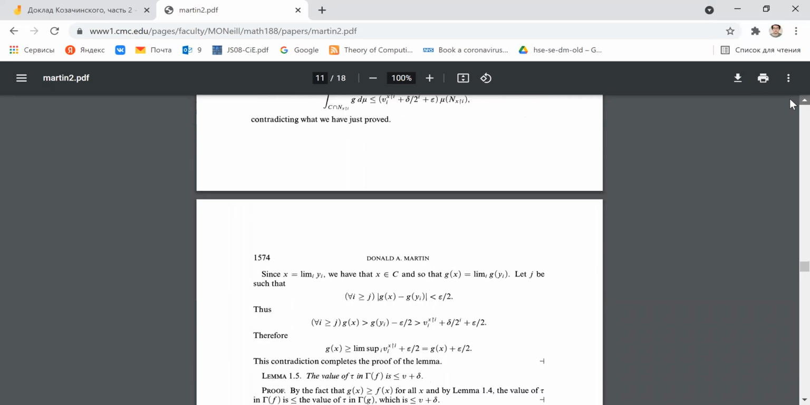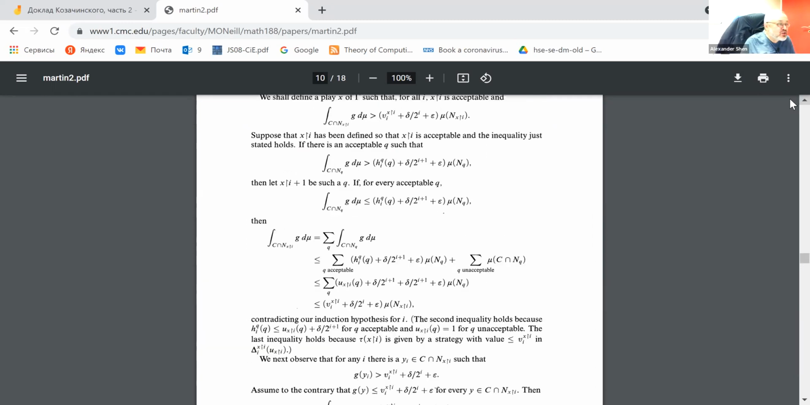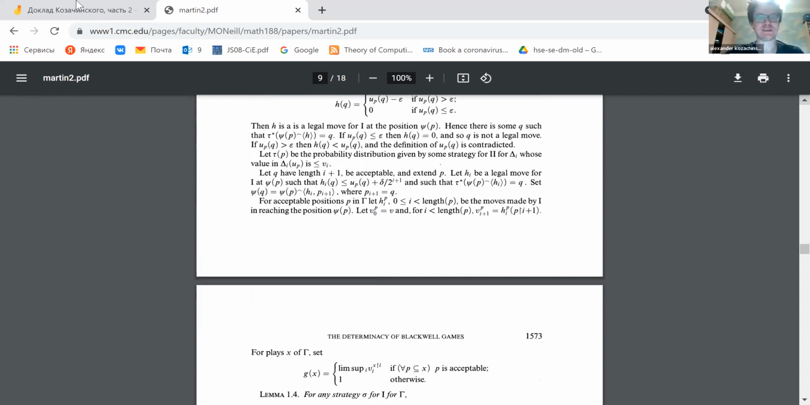I'm sorry, what are we doing now? We are reading the original paper? No, we're trying to understand what is the connection with the probabilistic games. I mean, if you're unhappy with that, I can stop it. Sorry.